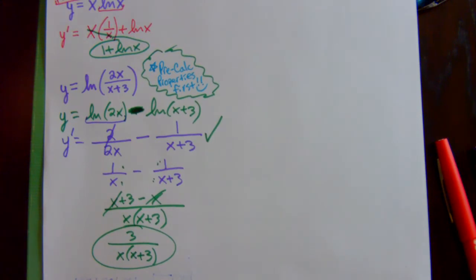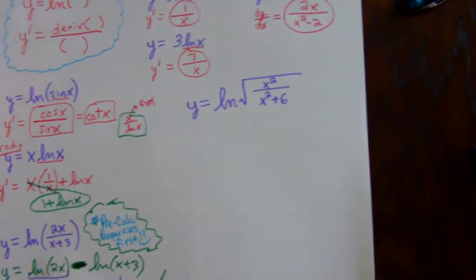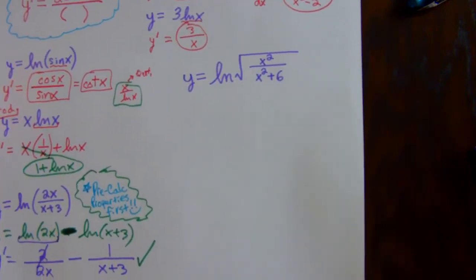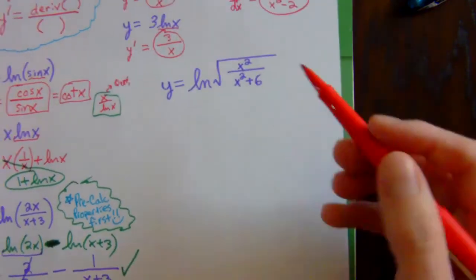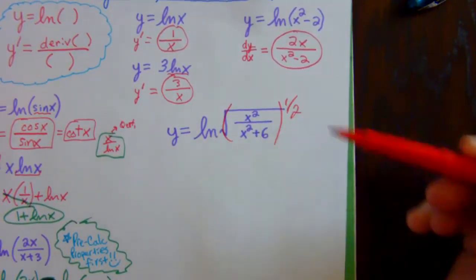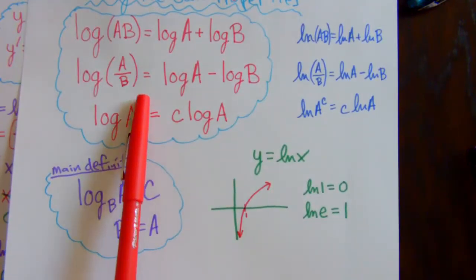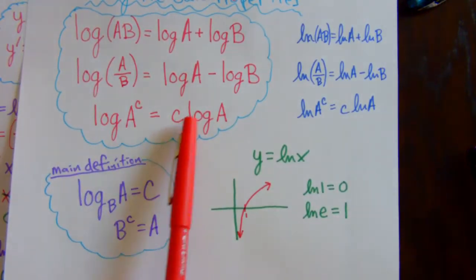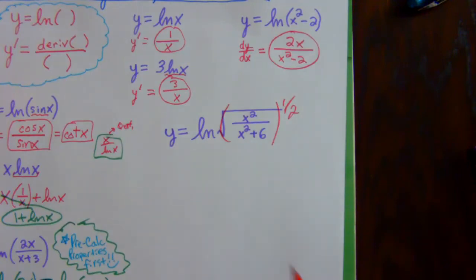So let's just do a harder example. We pretty much got all of our examples here for you, but let's just do a harder example so we're prepared for stuff like that. I'm going to realize that this whole thing is raised to the 1/2. So if I use that third pre-calc law, if I have something raised to a power, I'm allowed to drop that down in front. So I'm going to do that. I'm going to drop that down in front.